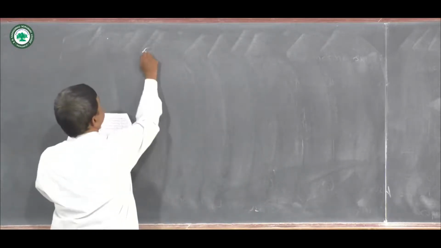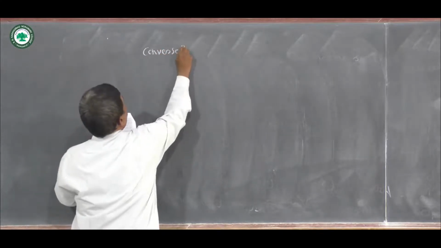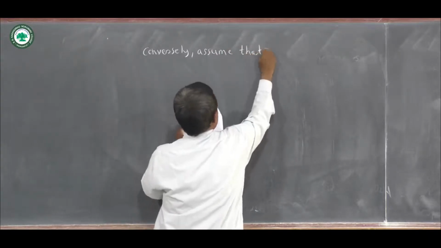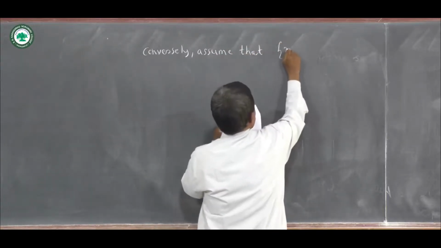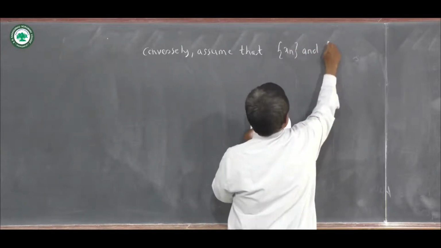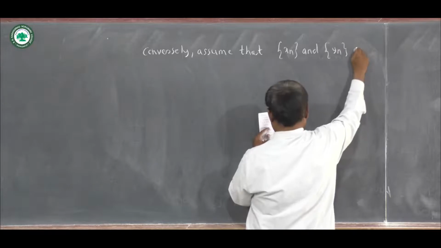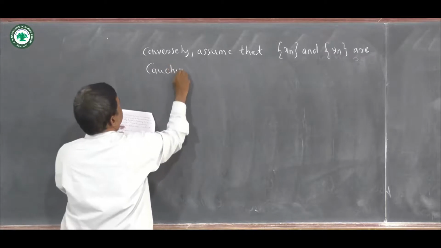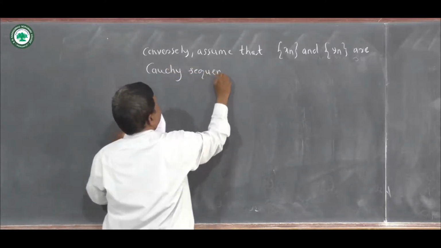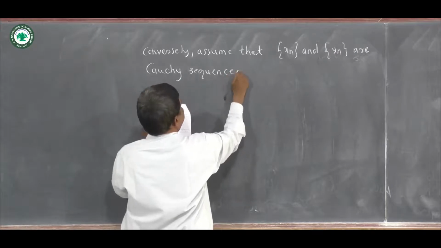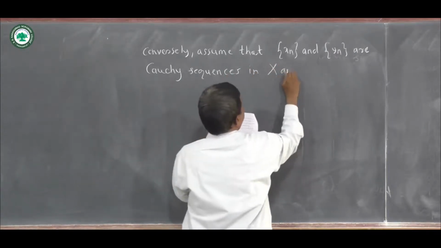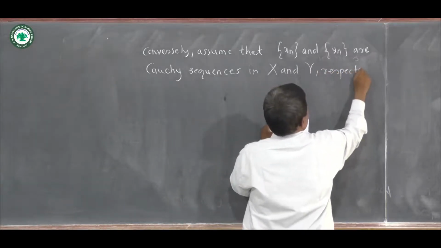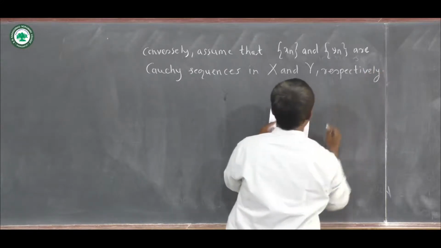So conversely, assume that xn and yn are Cauchy sequences in X and Y respectively, that is in the metric spaces X and Y respectively.